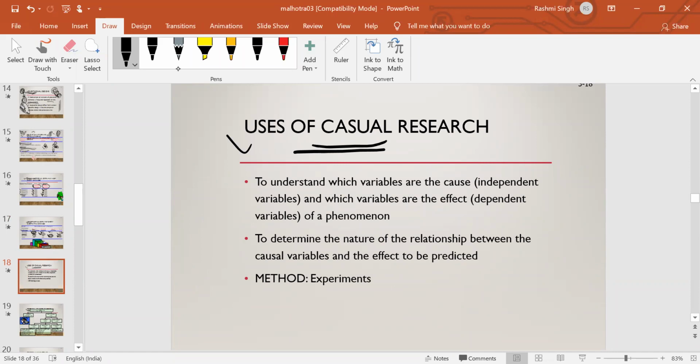Is this casual? Yes, ma'am. It is a causal. Okay, not casual research, it's a causal. CAU, okay?